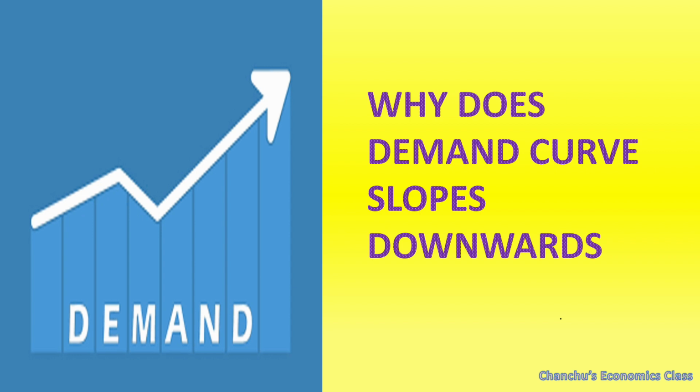Today we are going to discuss the topic: why does the demand curve slope downwards? Previously we have seen what demand is and also the law of demand. In the law of demand, I have explained that there is an inverse relationship between the price and quantity demanded, and due to this inverse relationship the demand curve slopes downwards. Now we look into why the demand curve slopes downwards in detail.